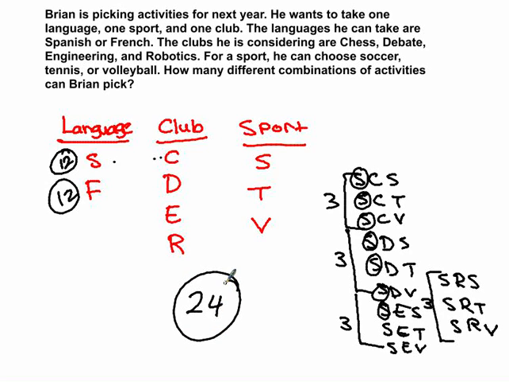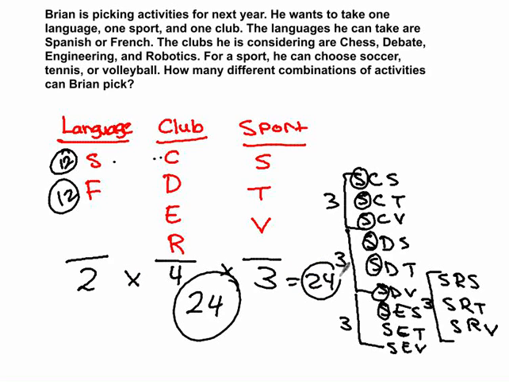Mathematically, when these problems start getting a little more difficult, you can also notice a pattern. You see, I had two options for language. I could have paired each of those two languages with 4 different clubs and 3 different sports. We are able to multiply 2 times 4 is 8 times 3. That equals 24.